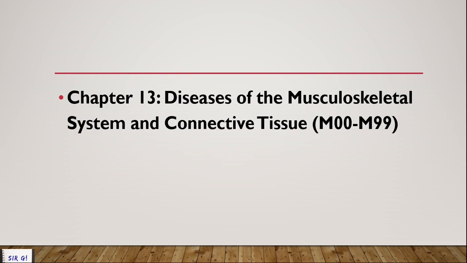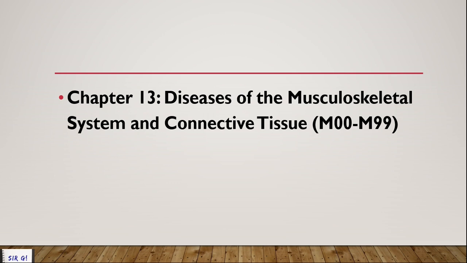So chapter 13 is diseases of the musculoskeletal system and the connective tissues. We will not discuss only the bone, or only the muscle, but we will discuss the muscular and the skeletal systems and even the connective tissues. We may also tackle the joints here. So let's start with chapter 13.